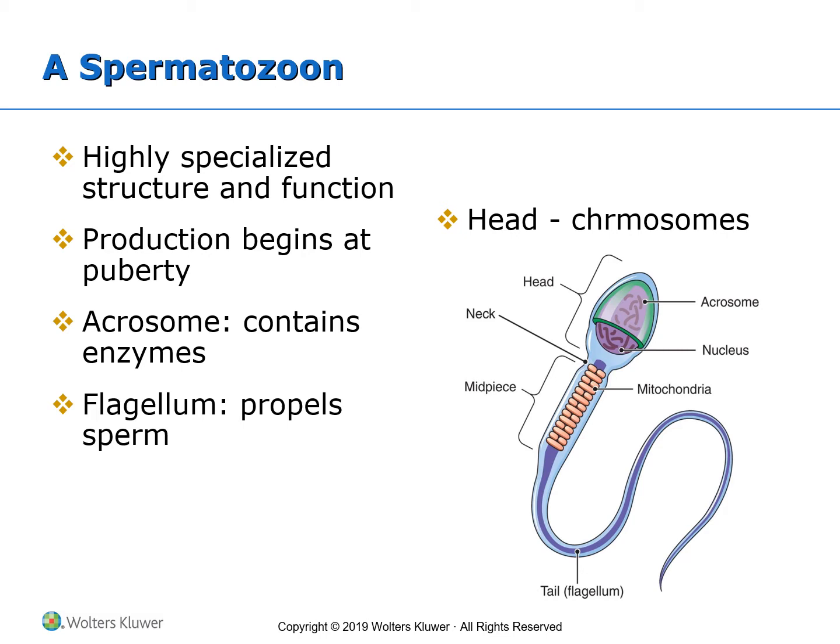On the lower part, we have the tail, which is a flagellum that will help propel the sperm through the female reproductive tract towards the ovum. In the middle part, we have a midpiece that connects the tail to the head, and that contains a huge amount of mitochondria that provide all the energy needed for the movement.